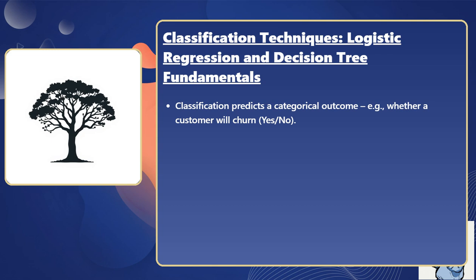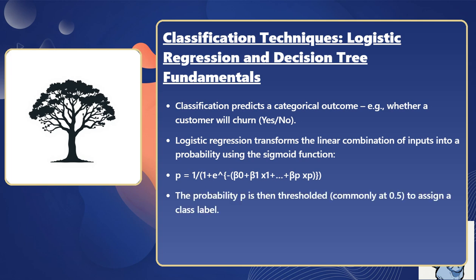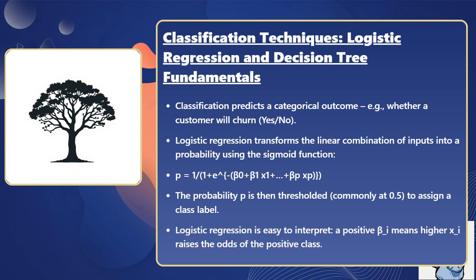Classification predicts a categorical outcome, for example whether a customer will churn, yes or no. Logistic regression transforms the linear combination of inputs into a probability using the sigmoid function. p equals 1 over 1 plus e to the negative (beta 0 plus beta 1 x1 plus ... plus beta p xp). The probability p is then thresholded, commonly at 0.5, to assign a class label. Logistic regression is easy to interpret. A positive beta i means higher xi raises the odds of the positive class.